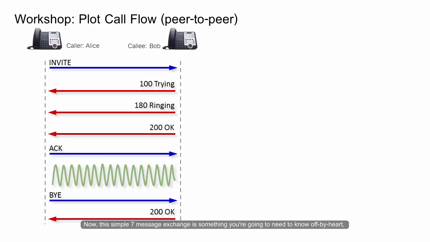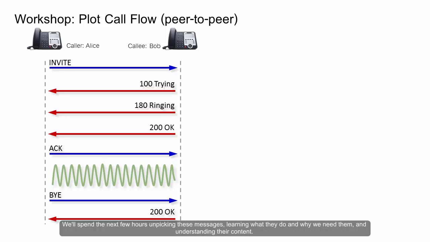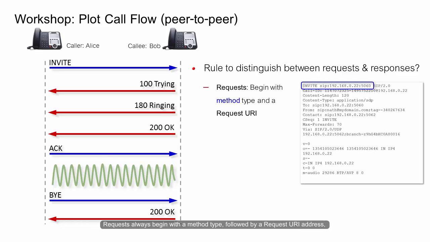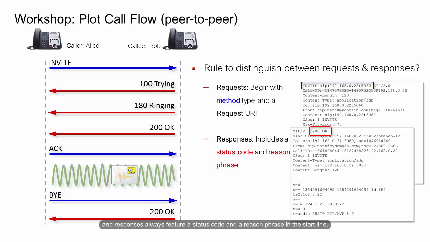Now, this simple 7-message exchange is something you're going to need to know off by heart. So it's a good idea to familiarize yourself with it and learn it now. We'll then spend the next few hours unpicking these messages and learning what they do and why we need them and understanding their content. And how about the rule to distinguish requests from responses? Well, requests always begin with a method type followed by a request URI address, and responses always feature a status code and a reason phrase in the start line.